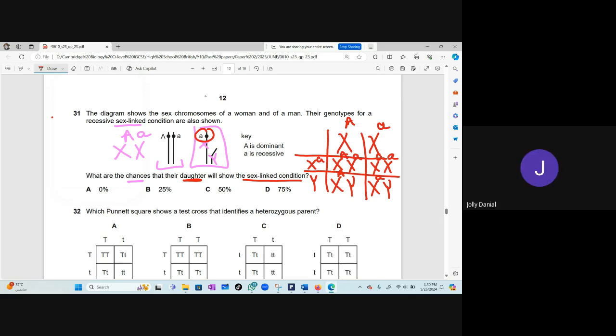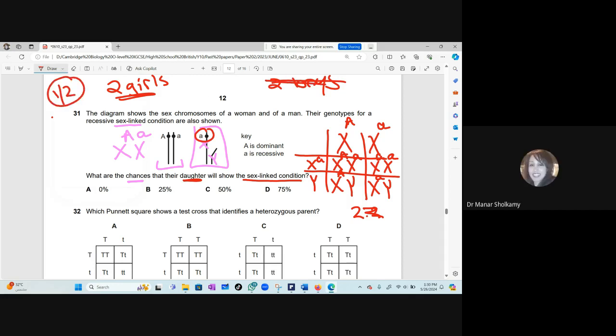I guess B. They have 2 daughters and 2 boys. Okay? They have 2 daughters and 2 boys. One out of the 2 will be sick. So they have two girls and 2 boys. Now they're asking about the girls. Leave the boys now. One out of the 2 girls will be sick. So it is not B. It is C.